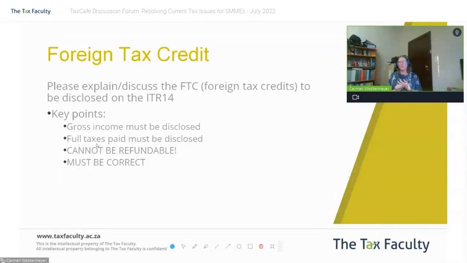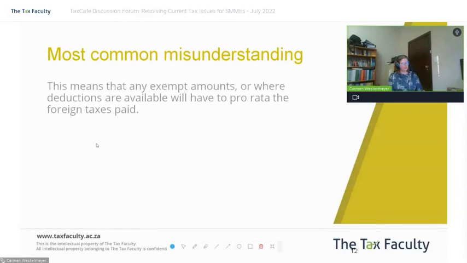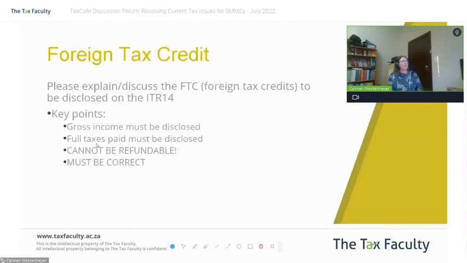So please, please, please be very careful with these taxes. It's not enough just to have an invoice or a receipt that shows, hey, look, I paid foreign taxes on a foreign amount of income. You have to actually be able to show that that amount is a final tax and has been appropriately raised. So that's the first really big set of misunderstandings, the fact that it cannot be refundable and the tax must have been correctly raised.